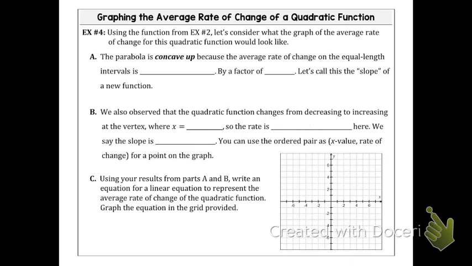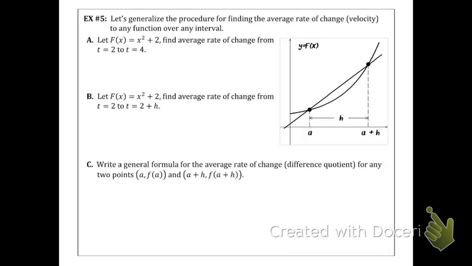All right, in example 5, it says, let's generalize the procedure for finding the average rate of change or velocity to any function over an interval. So A says, let f of x equal x squared plus 2, find the average rate of change from t equals 2 to t equals 4. All right, so, oops, let me turn my pen back on.